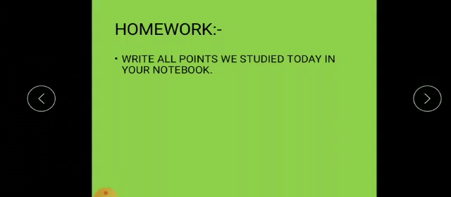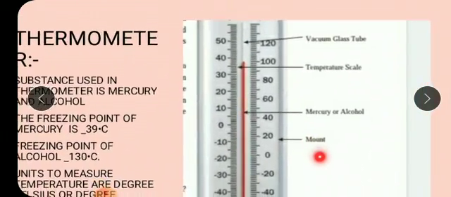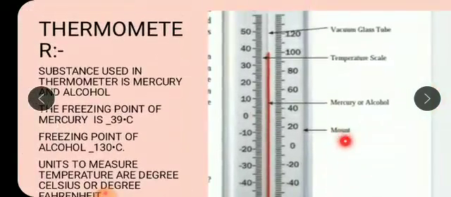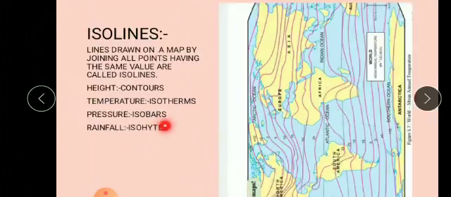So what is your today's homework, children? You have to write down all the points we have studied today in your notebook without fail. All the points, including this diagram of the thermometer. You will draw this in your notebook without fail. So I want all these things in your notebook.